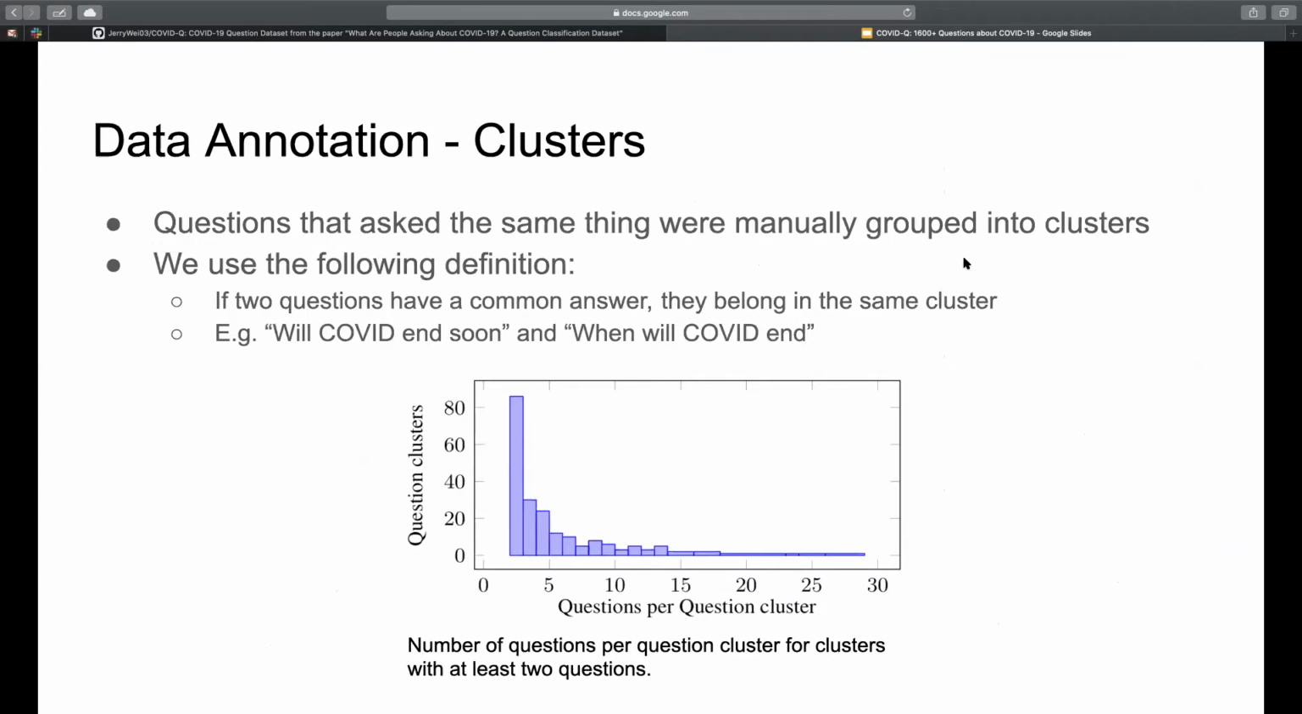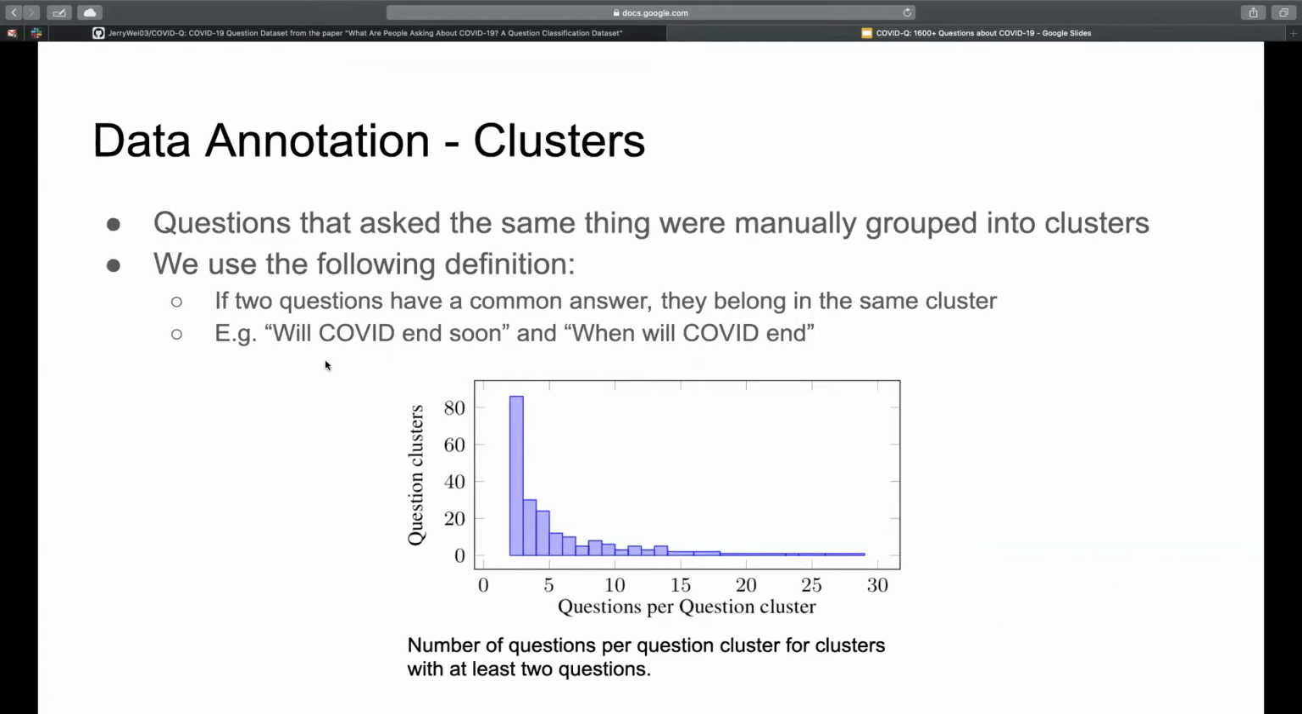So in terms of data annotation, what we first do is group questions that ask the same thing into clusters. Most of the time it was clear when two questions should be grouped, but when it wasn't clear, we used the definition that two questions with a common answer should be grouped together in the same cluster. Note that we don't mean yes or no answers or short answers. What we're actually referring to is an entire answer, such as COVID originated in China.